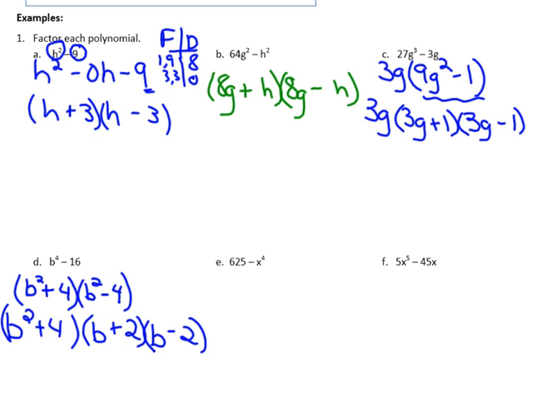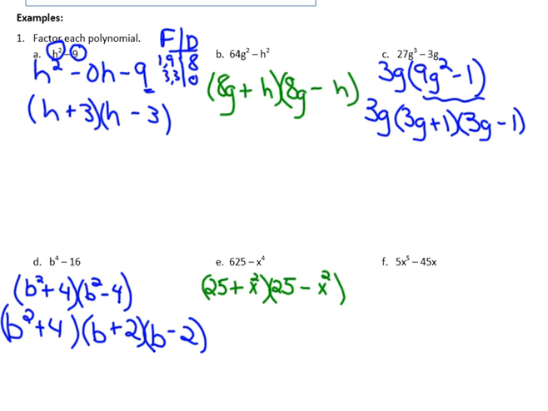All right, let's try letter E. So I have two things. They're being subtracted, and this is an even exponent. So I can take and factor these. The square root of 625 is actually 25. Square root of x to the 4th, you divide that exponent in half, x squared. One's a plus, one's a minus.